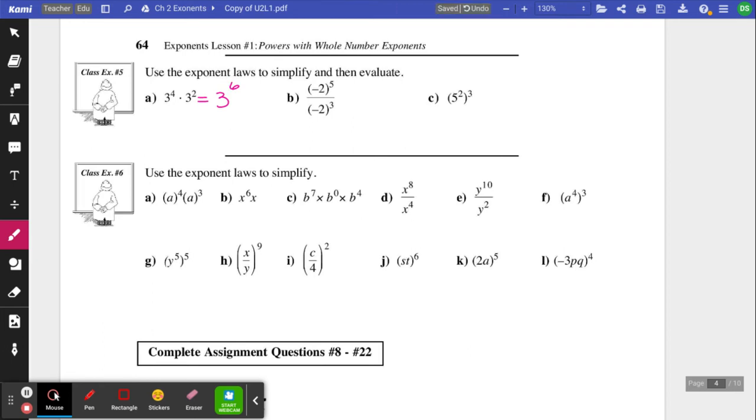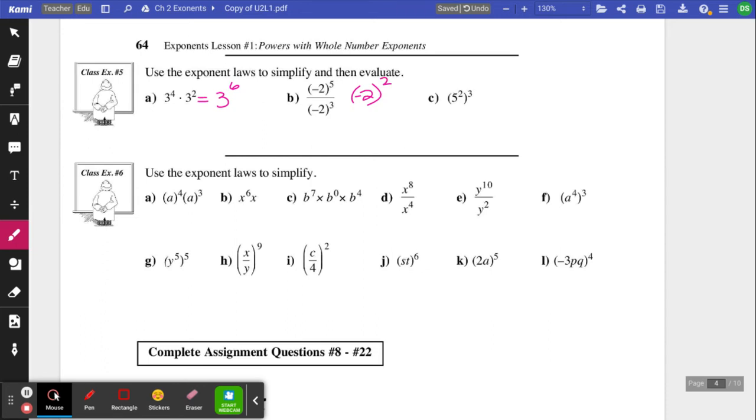Okay, how about B? What do you got? Same base. We're dividing. So if the bases are the same and you're dividing, what do you do? Subtract. Keep the base. Your base better look like their base, by the way. It better look like this: -2 in the parentheses, just like theirs. You keep the base and you subtract the exponents. 5 taken away 3 is 2.